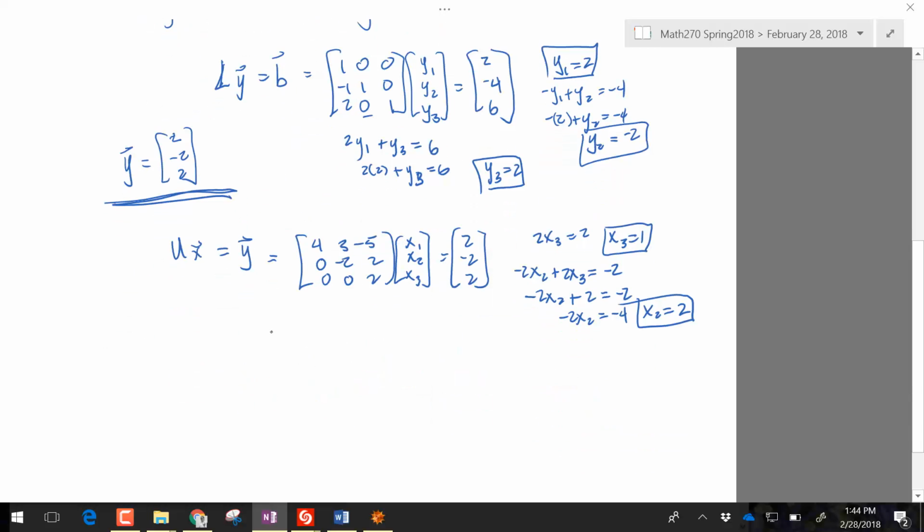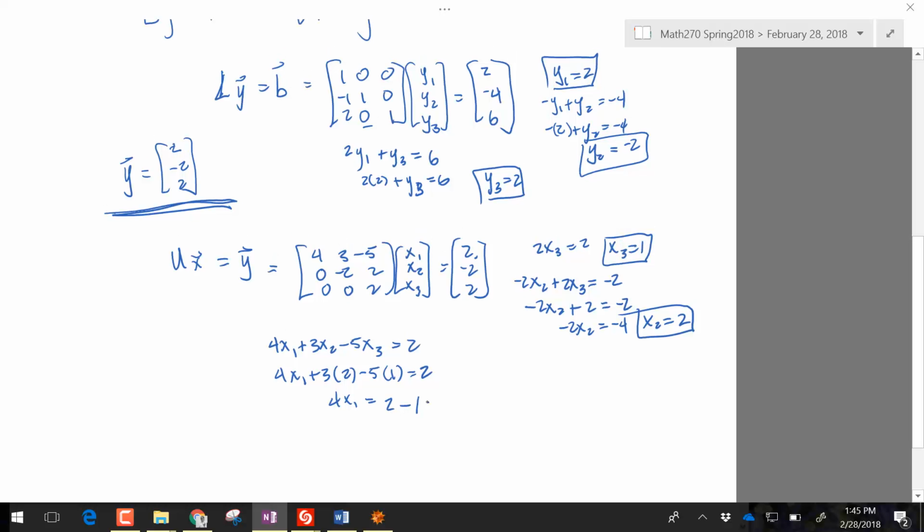And then the last one: 4x1 plus 3x2 minus 5x3 is equal to positive 2. We got x2 equals 2 and x3 equals 1, so 4x1 is 2 minus 6 plus 5, which is 1. And so x1 is equal to 1/4.